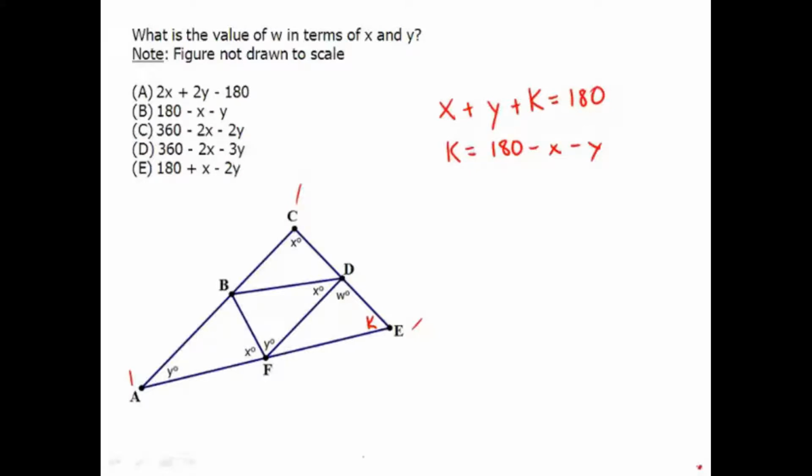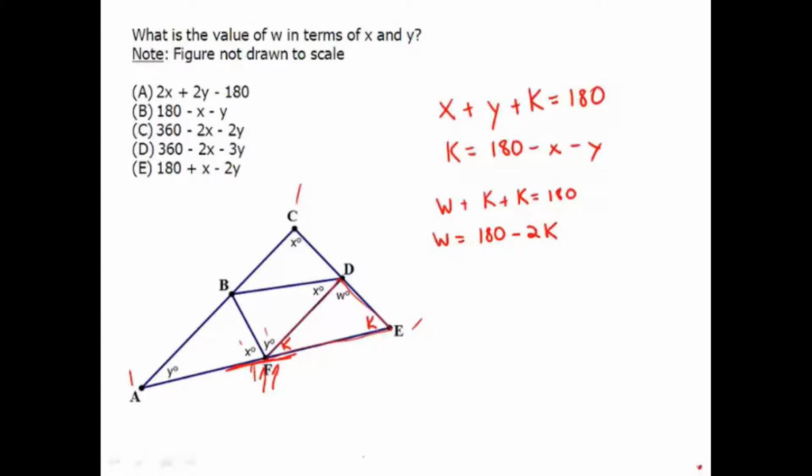Okay. Now notice, if we look at angle F, we have three little angles here, and of course they make a straight line, so they also have to add up to 180. And again we have X and Y, so this angle here must be K as well. So that means in this little triangle, DFE, we have all three angles now. We have W and we have two Ks, and so we know that W plus 2K has to equal 180, or W equals 180 minus 2K.